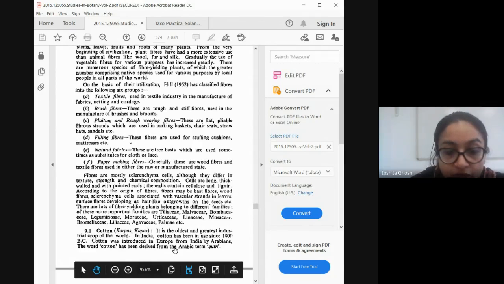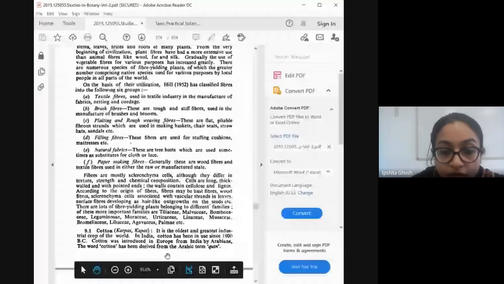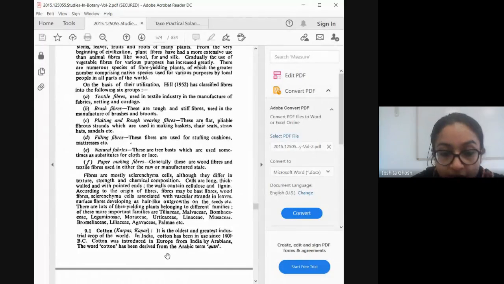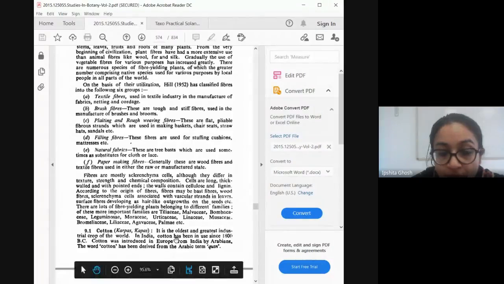In India, cotton has been in use since 1800 BC. Can you imagine, before Christ also people used to use cotton. Cotton was introduced in Europe from India. Basically it originated in India, and the word cotton has been derived from the Arabic term kutan.